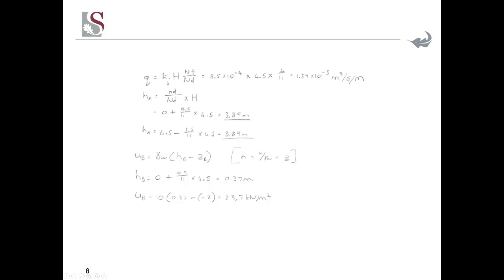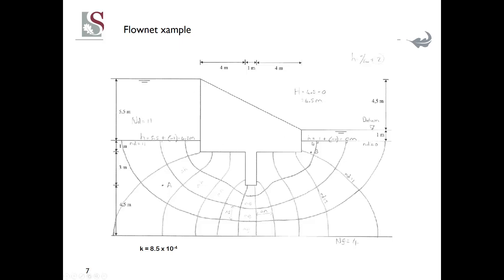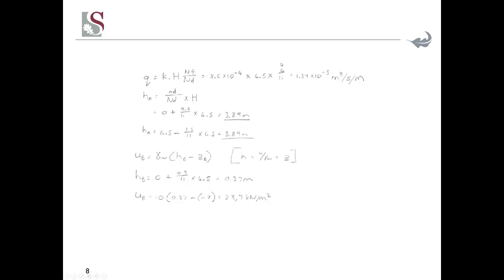So Q, we've got from the previous lecture already: k times the total H times the number of flow channels over the number of equipotentials. That's 8.5 times 10 to the minus 4 times 4.5 times 4 over 11. If I go back, the flow channels are 1, 2, 3, and 4. So 4 flow channels and 11 equipotential lines. That's where this comes from. And then you get an answer of 1.39 times 10 to the minus 3 cubic meters per second per meter. So for every meter length of the dam, this is the flow.